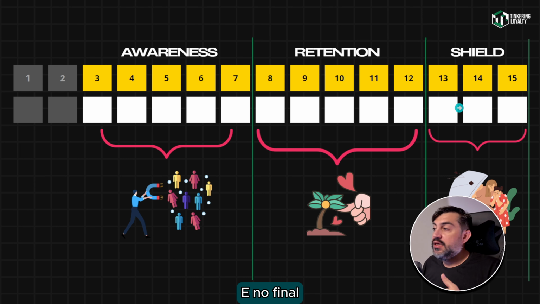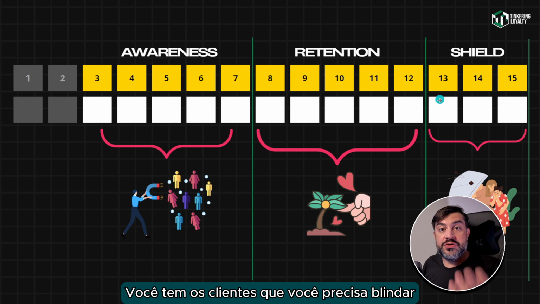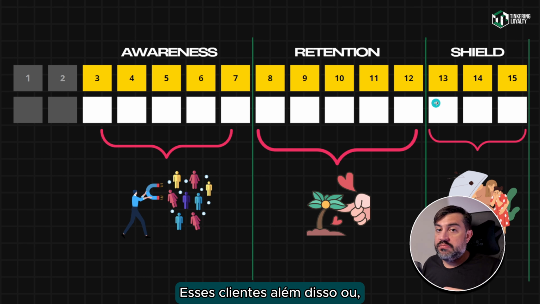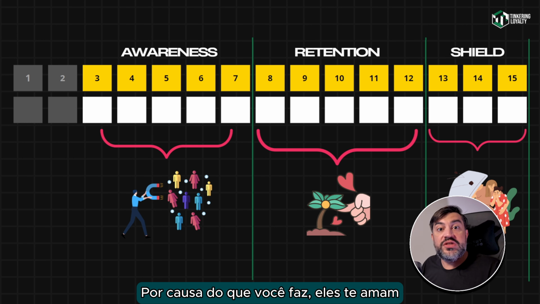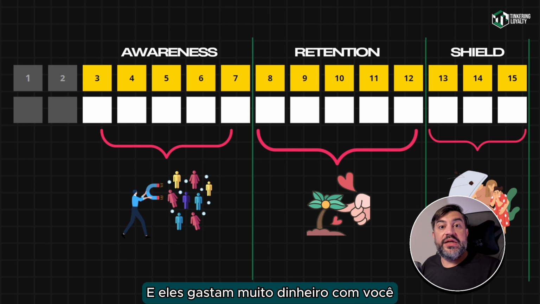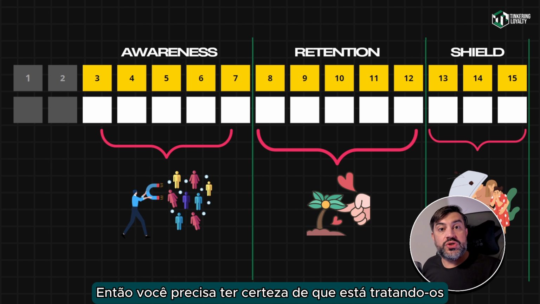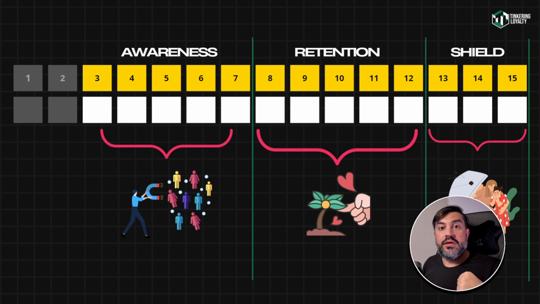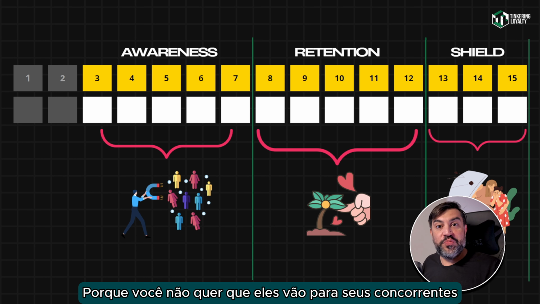And at the end, you have the customers that you need to shield. Those customers, besides or because of what you do, they love you. They buy from you regularly, and they spend a lot of money with you. So you need to make sure that you are treating them differently, or very well, because you don't want them to go to your competitors, okay?